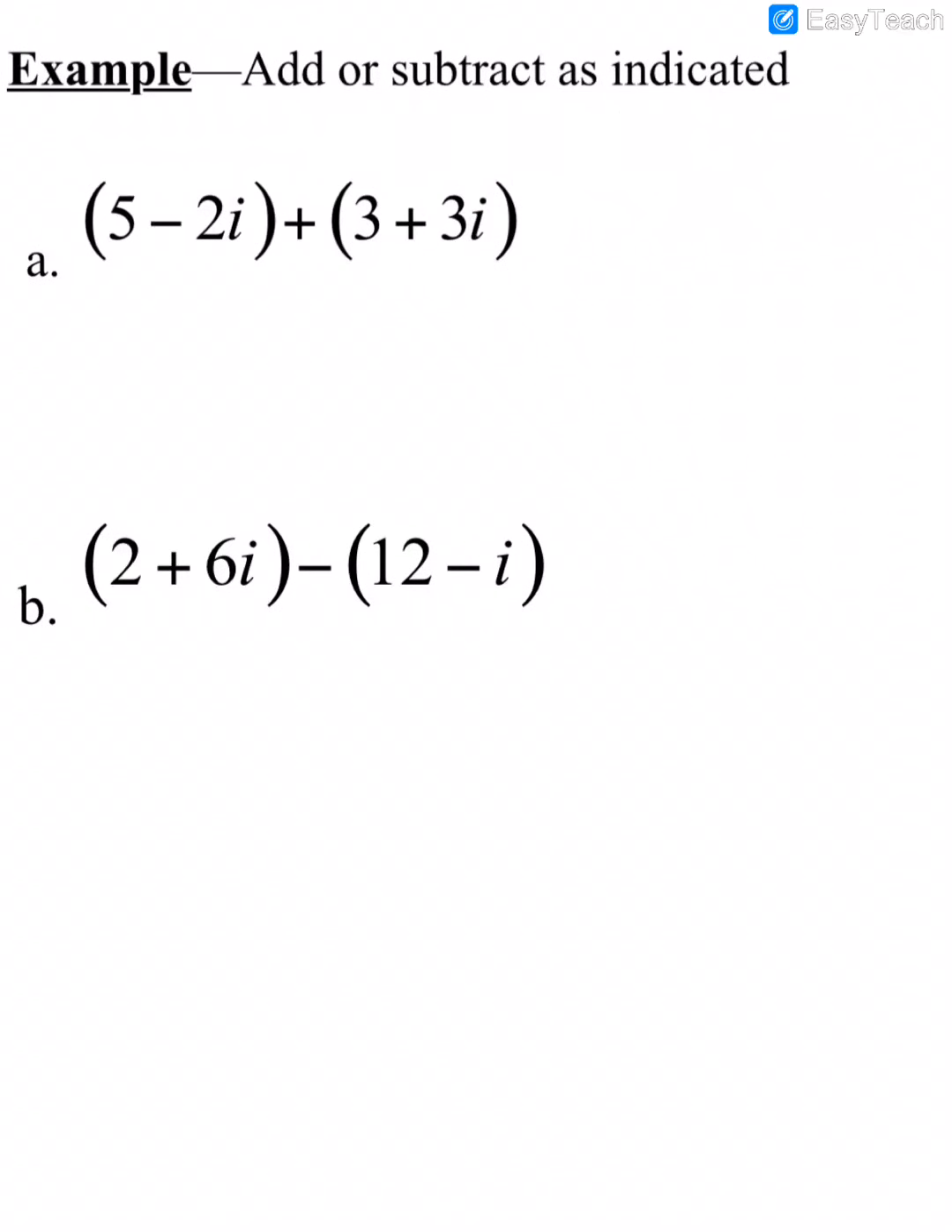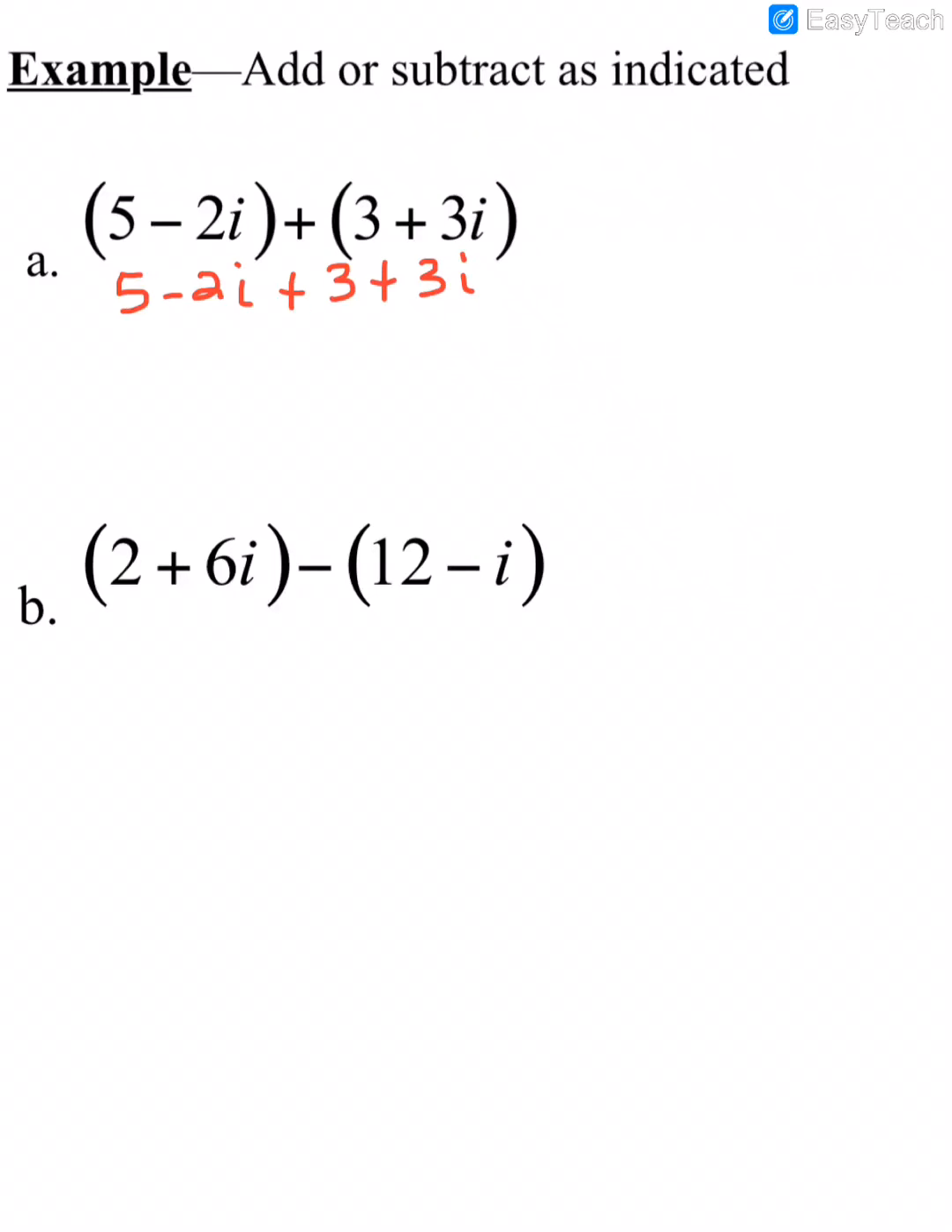Okay, so in this first example, we're going to add these complex numbers. Because the 5 minus 2i has nothing in front of it, we can just drop the parentheses. And because the 3 plus 3i has a plus in front of it, when I distribute the plus sign, it doesn't change anything. So basically, we're just dropping the parentheses in that one also.